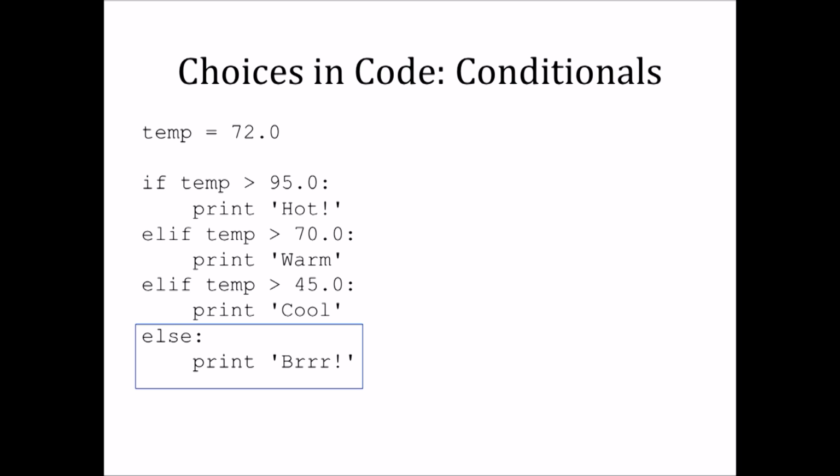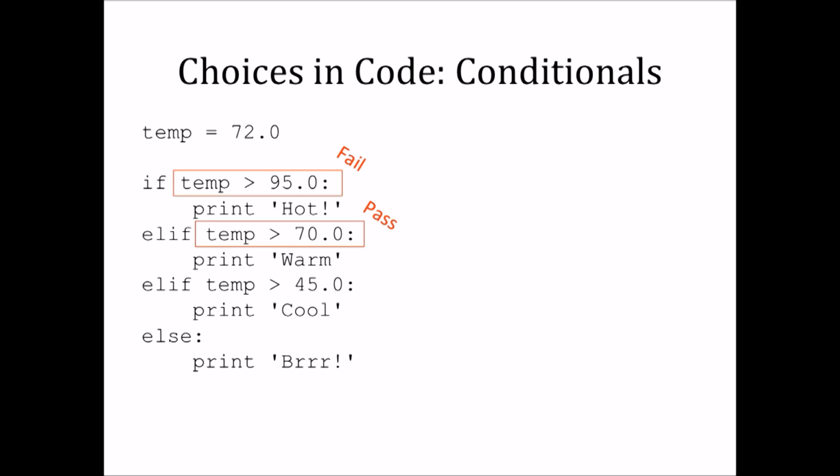For example, the temperature is now 72, so what does our code print? We fail the first test, but we pass the second test. That means the body of the second test runs, but none of the other elif or else statements run. Our code prints warm, which is what we wanted. What happens if the temperature is 30? Then we fail all the if and elif statements, so none of their bodies execute. Since all of the tests failed, the else statement runs. It doesn't have a test. Instead, it prints brrr.